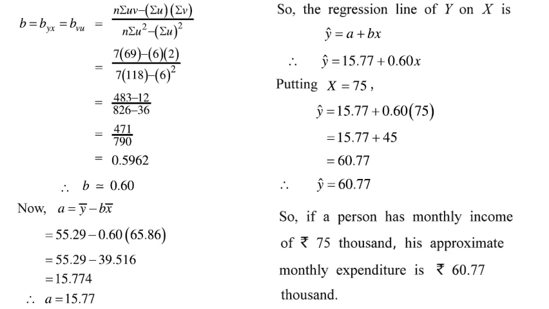If you have to write a statement: if the person has a monthly income of 75,000 rupees, his approximate, that is the estimate of monthly expenditure will be 60.77 thousand rupees. Now that was an easy sum.